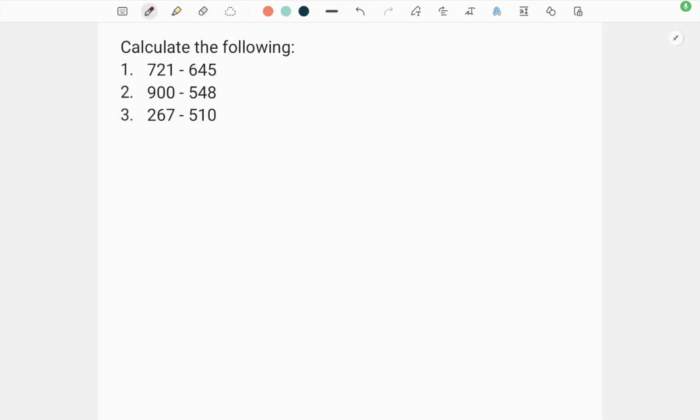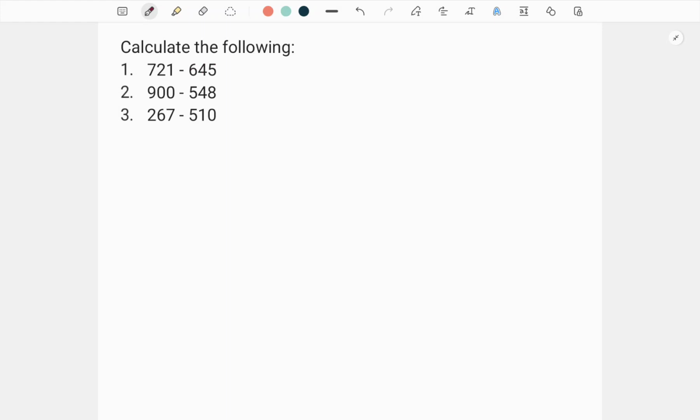Right, so today we are going to talk about three-digit subtraction. This is similar to the three-digit addition video that we discussed a few days ago. It is a similar operation, except that it's subtraction. And to remind ourselves, what are we talking about here?